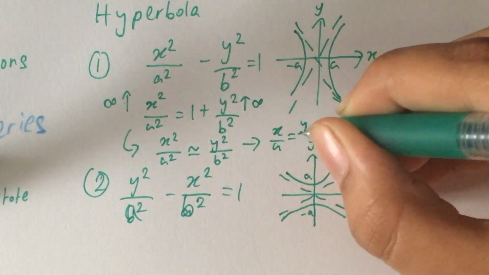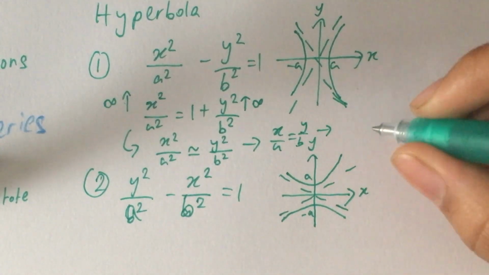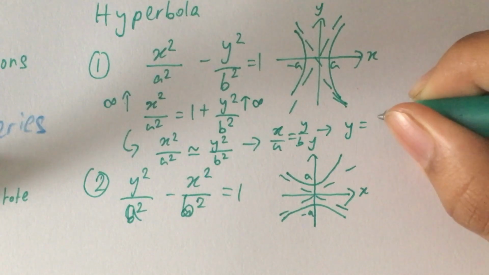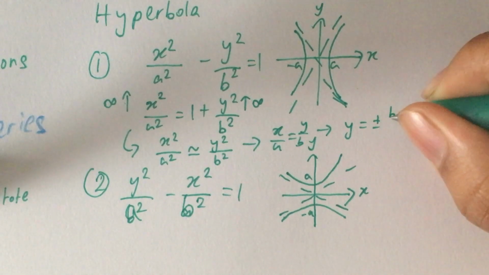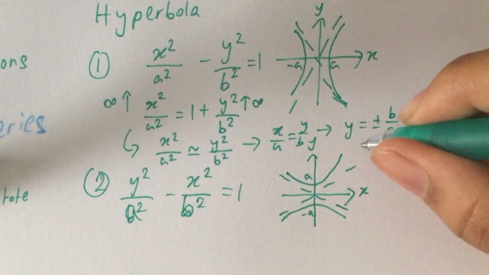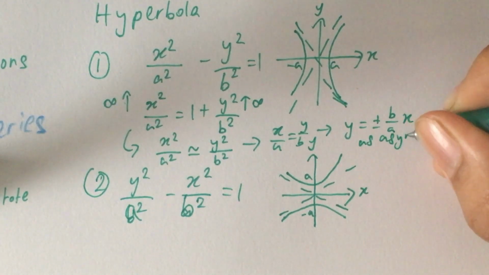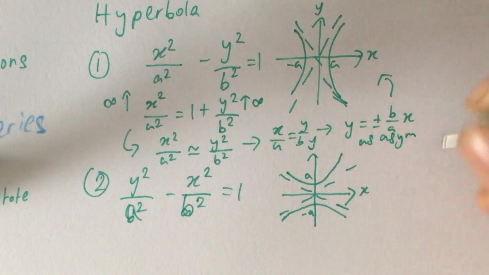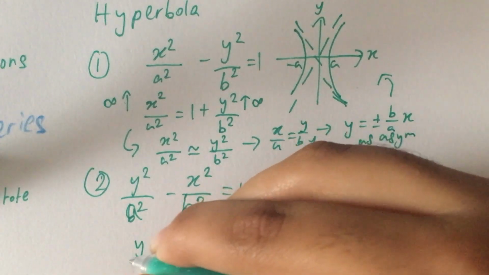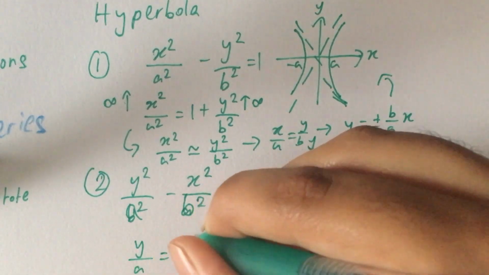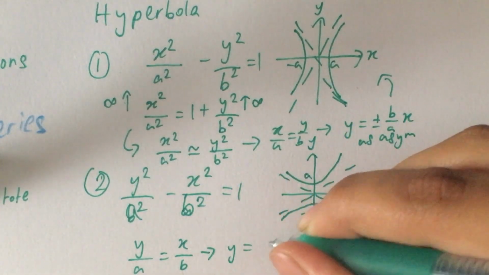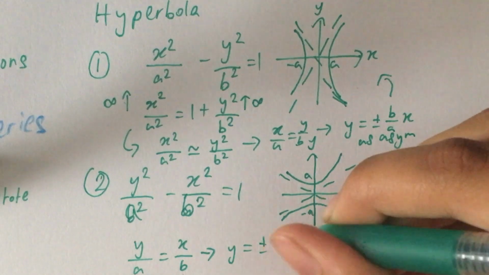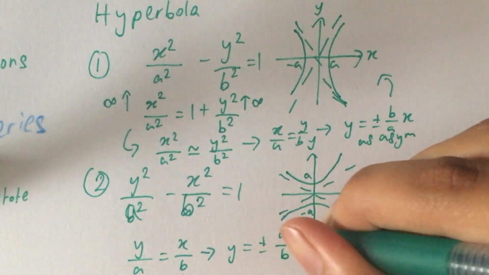So in this case you'll get y equals b over a times x, and you can put the plus and the minus and you get your two asymptotes. Likewise, if you do the same thing for y squared over a squared minus x squared over b squared, you equate y over a to x over b, and you get y equals a over b x or negative a over b x. And yay, we're done. See, it's not that hard. If you know how to use shortcuts, it's not hard.